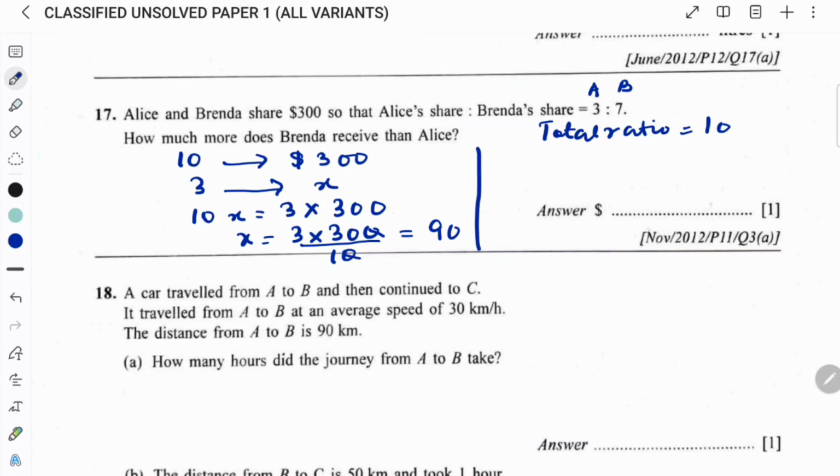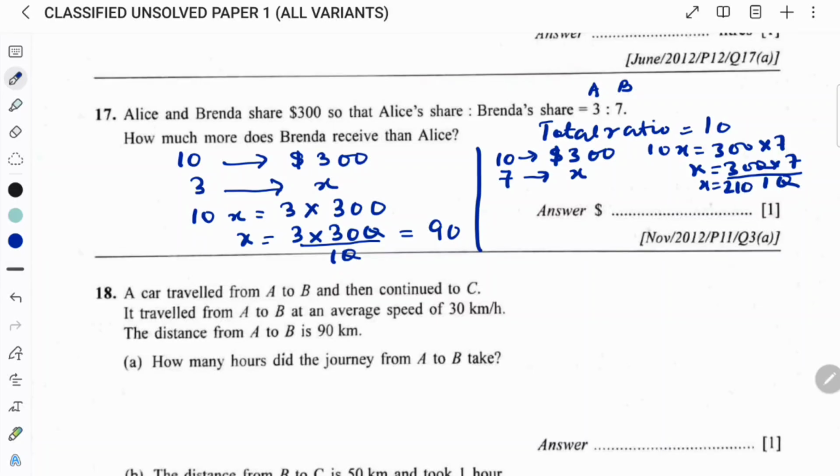So for Brenda, 10 is sharing. Actually, you can find it out directly also. So that is 7 and how much? 10x is equal to 300 times 7, and x is equal to 300 times 7 divided by 10, which is equal to 210. So how much is the difference?